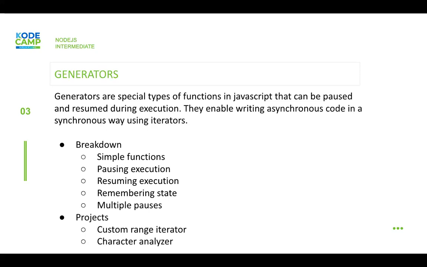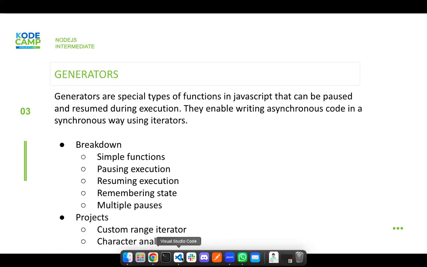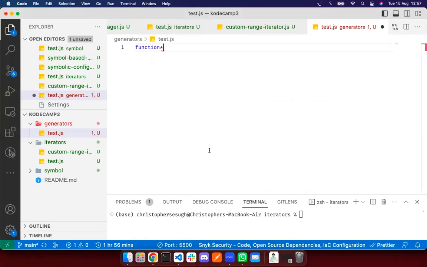Generators can be paused and resumed multiple times. You can call next on the iterator repeatedly, and the generator will keep running until it reaches the yield or until it is done. Can you see that? The next function, you call it till it reaches the yield or until it's done. Generators are actually great. So let's see how we can implement generators.